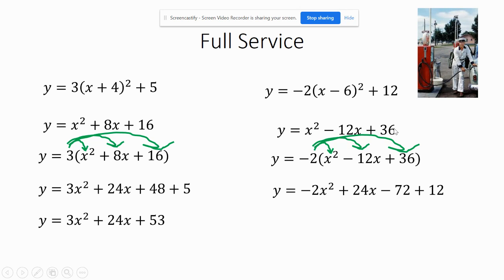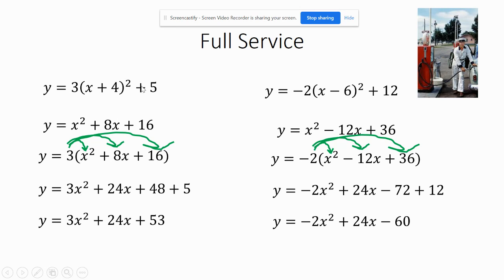And then I'm going to add my 12 at the end to that last constant term. So I end up with y equals negative 2x squared plus 24x minus 60. So what I've done is converted from vertex form to what I call general form, though people call it standard. I think it's general. I think of this as standard.